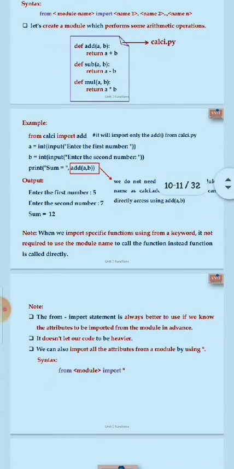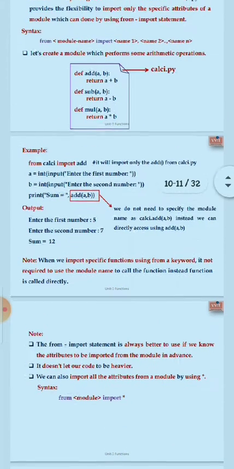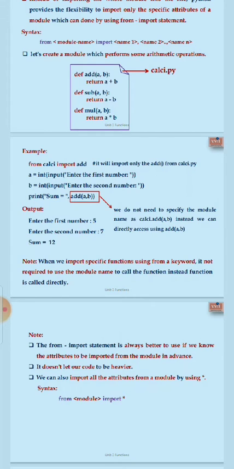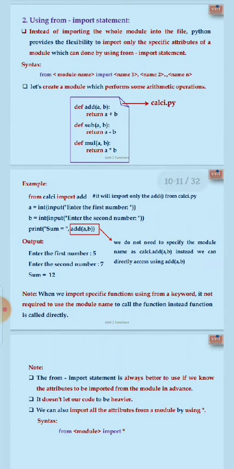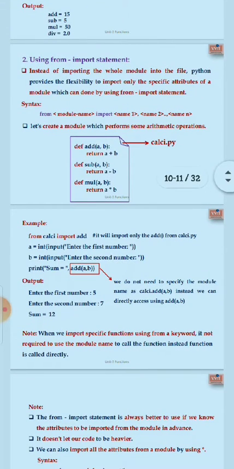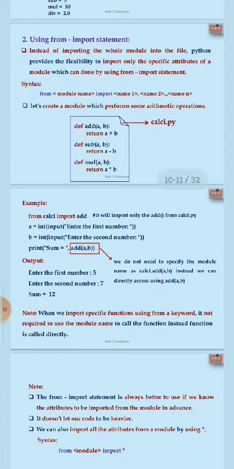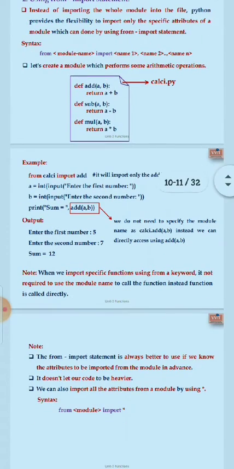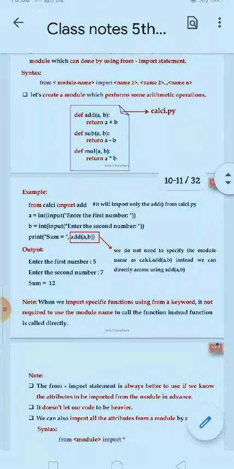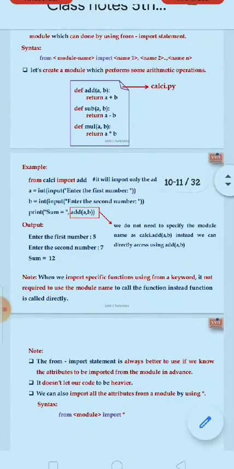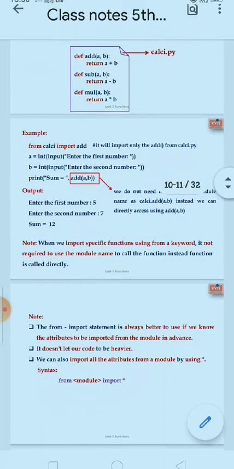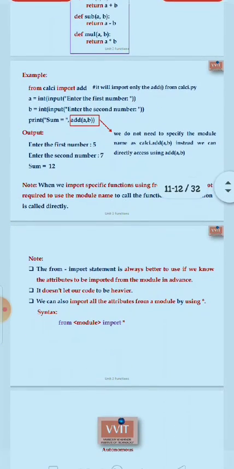So in order, I am printing the numbers. First of all, I want to take input a and b, and finally I am performing addition. Sum equal to add of a comma b, and I'm using the from statement. From calc import add. This statement tells us that from the calc module the addition function should be imported. This statement will make the interpreter perform the addition function, and finally the output will be like this. In this way we can access the modules.